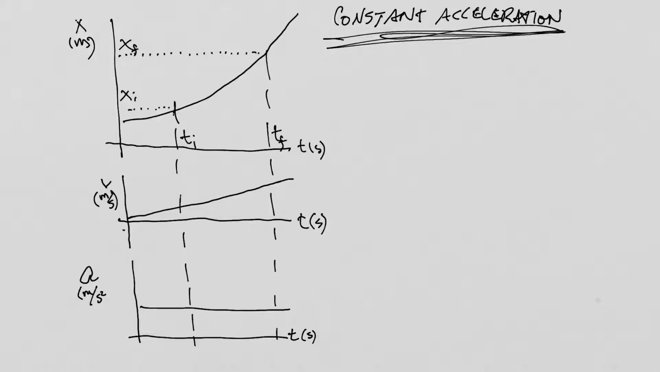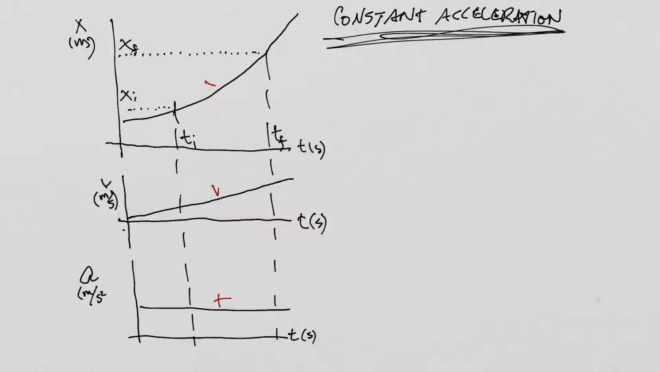The position graph is then a parabola. If the acceleration is positive, then this is an upward opening parabola. If the acceleration is negative, then it would be a downward opening parabola. So in this case, we have positive acceleration, linear velocity, and parabolic position.